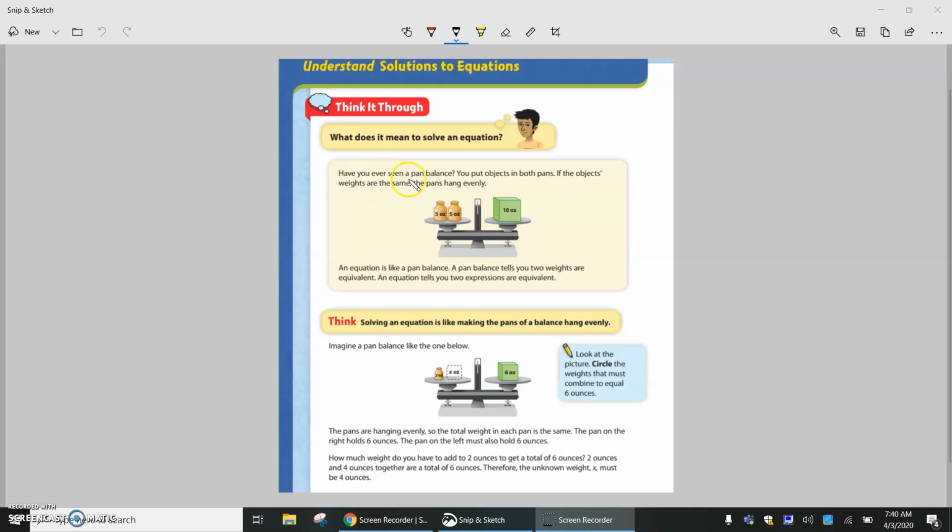Have you ever seen a pan balance? You put objects in both pans. If the objects' weights are the same, the pan hangs evenly. So you can see here that these are even. If they weren't even, this one would be higher or lower than this one. Okay. An equation is like a pan balance. A pan balance tells you two weights are equivalent. An equation tells you two expressions are equivalent.